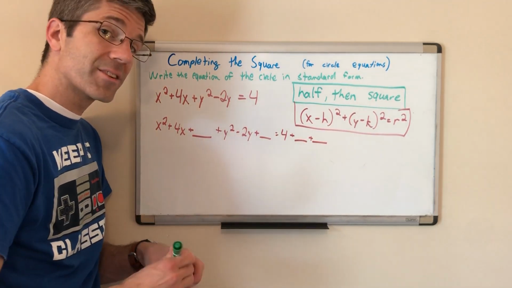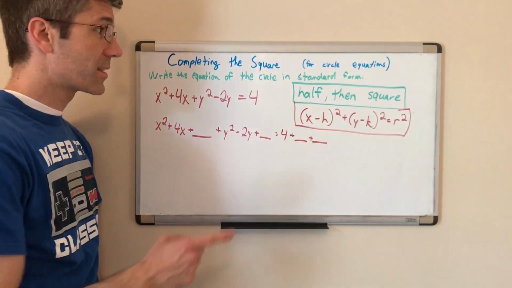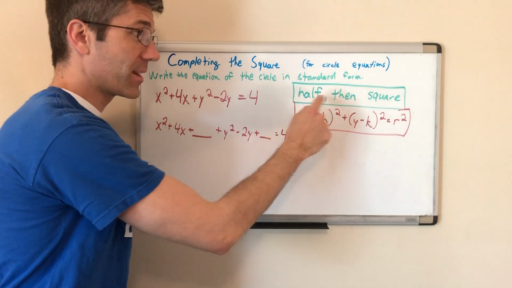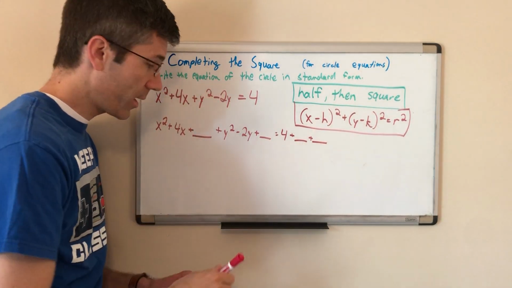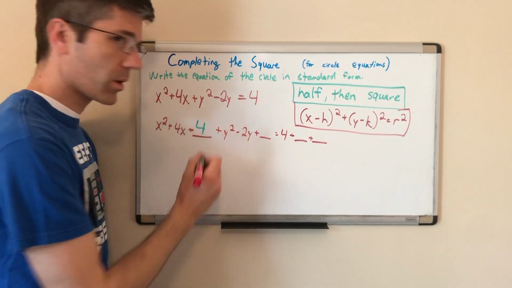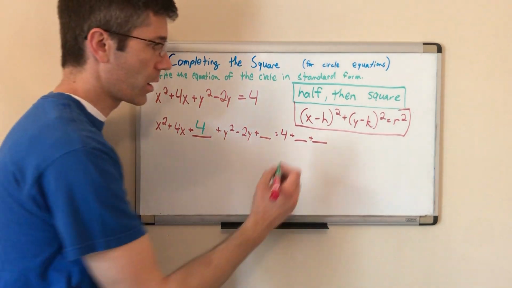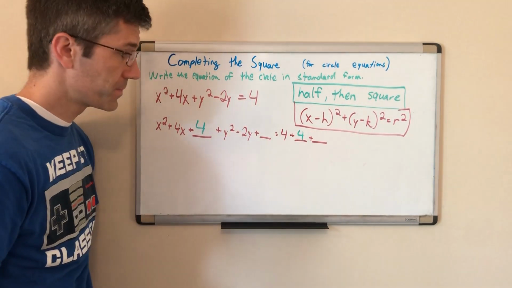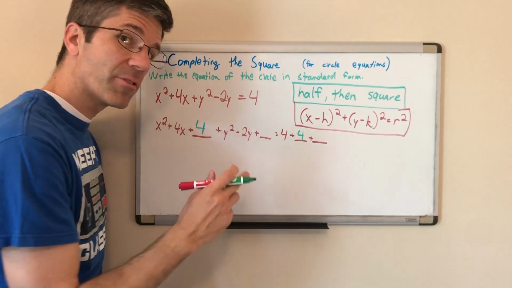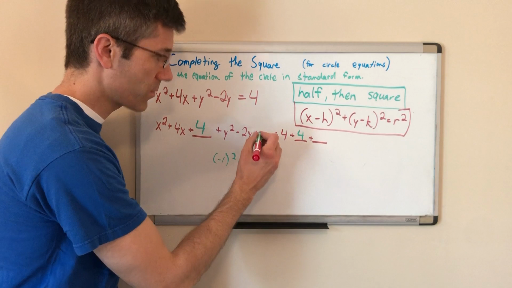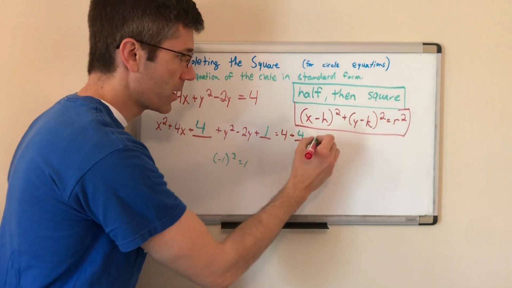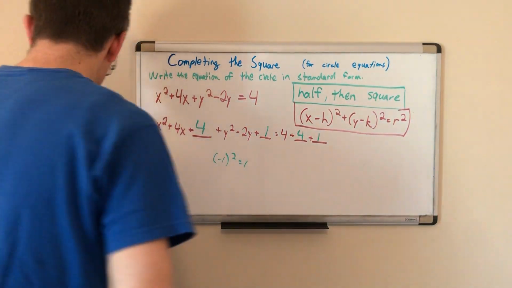And then I just use the skills that I just learned. I'm going to take the number with my x, then I half it, then square it. I'm going to take half of 4, and then I'm going to square it. Half of 4 is 2, squared is 4. So over here we have a 4. I'm going to take half of negative 2, that's negative 1, then I'm going to square it, and I get a positive 1, which is why I had that plus there anyway. So plus 1 and plus 1.